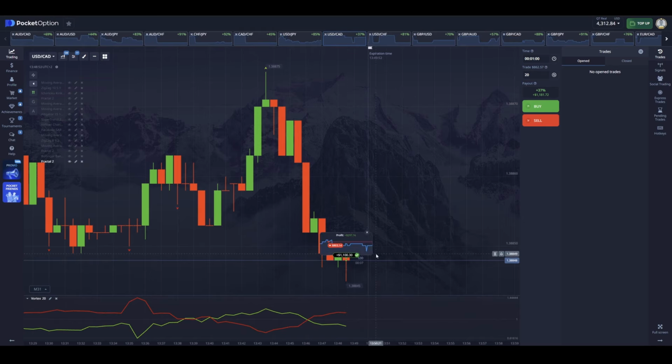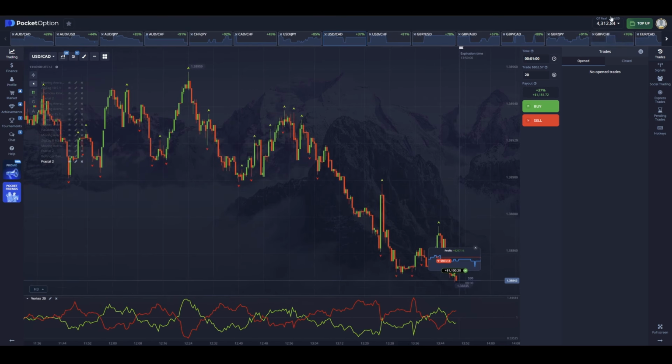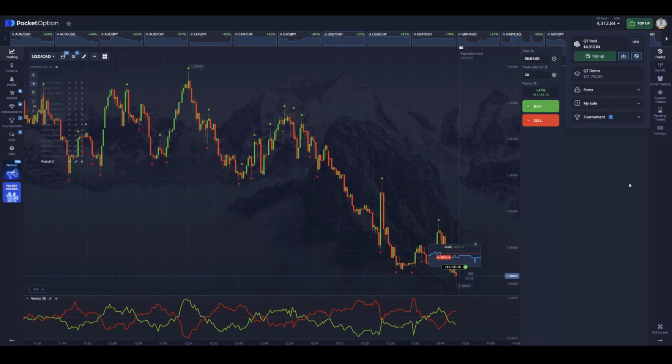So the most important thing is to choose the right strategy and the right tools for yourself. But that comes with practice. As you practice, you'll be able to grow your balance, and naturally, it will keep increasing.